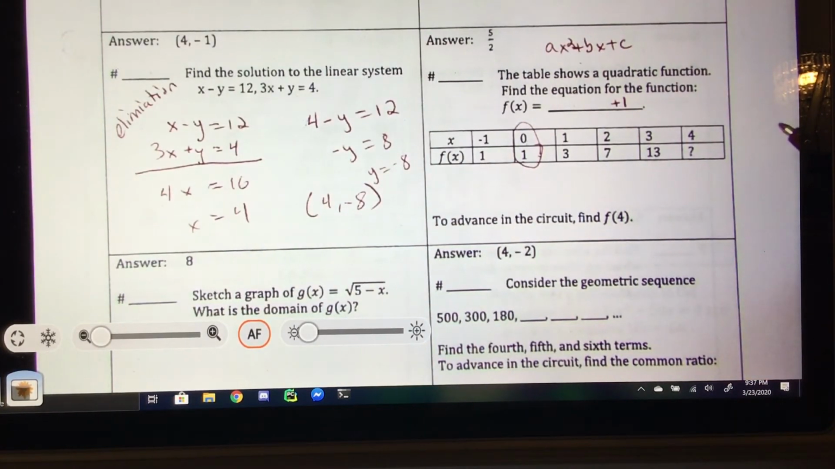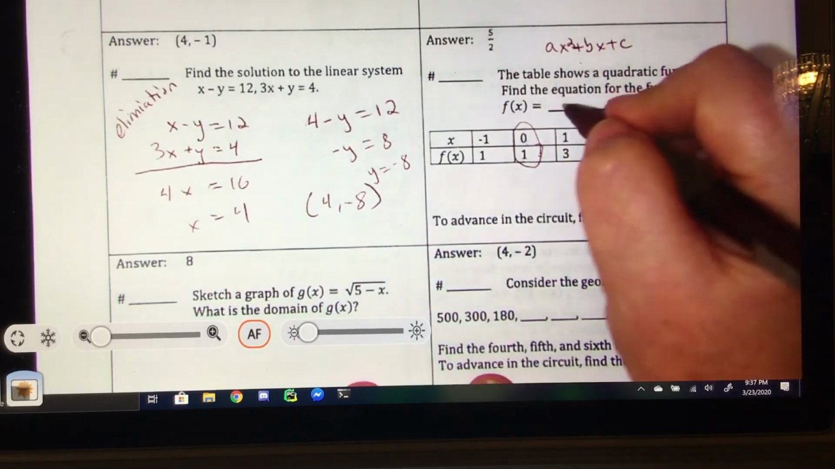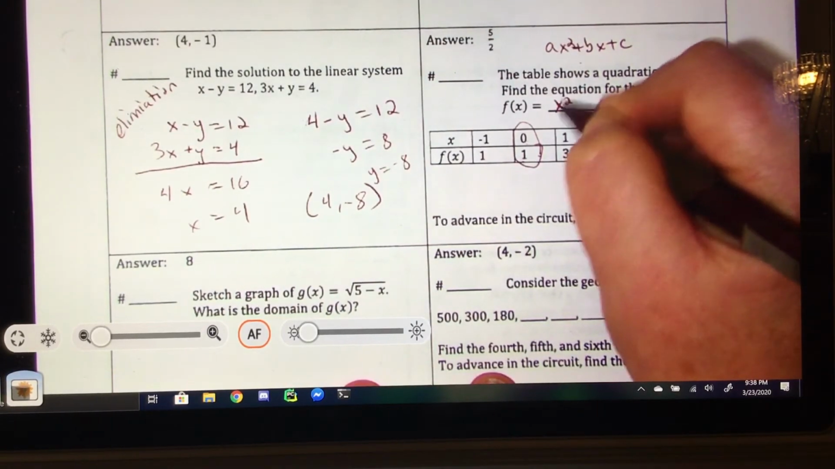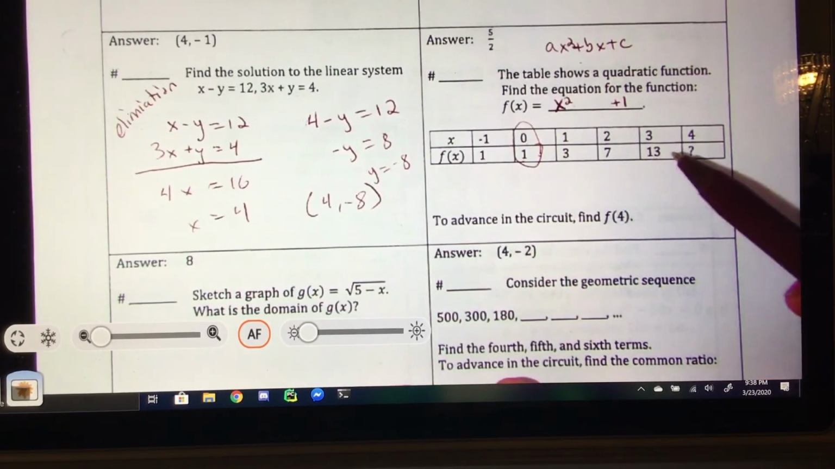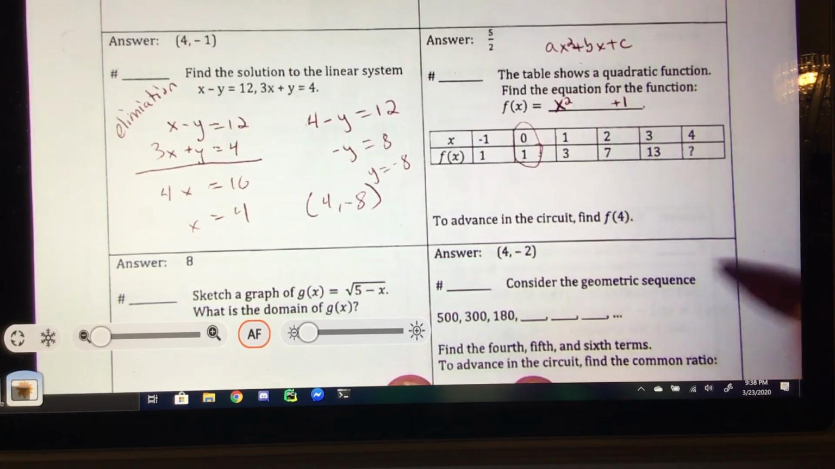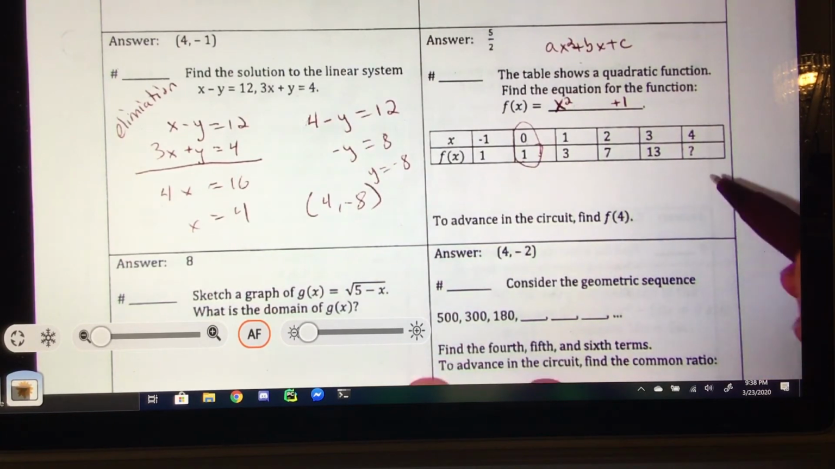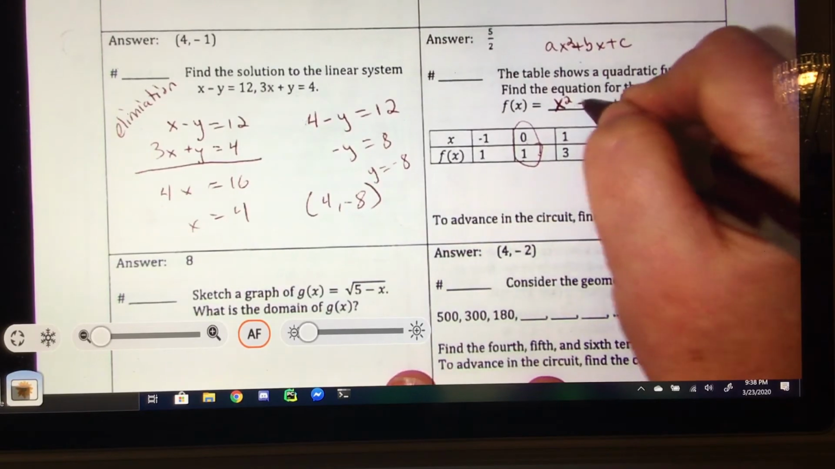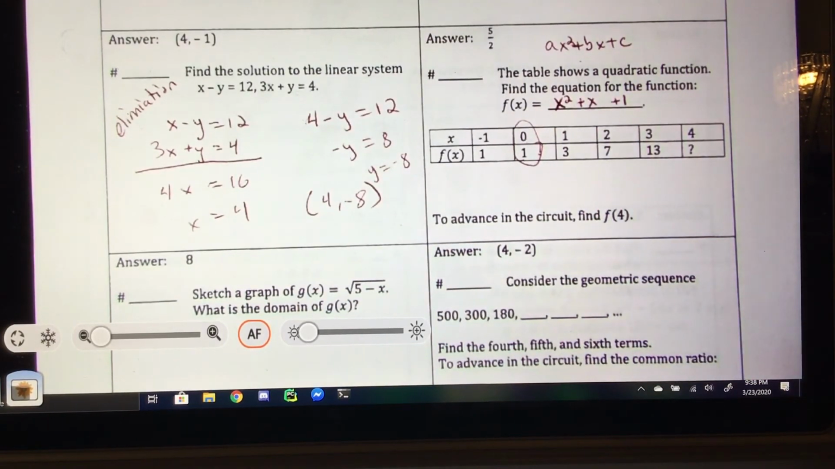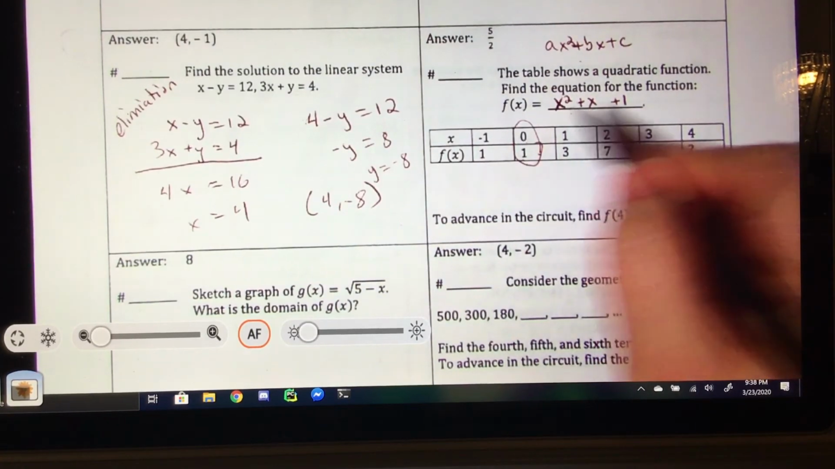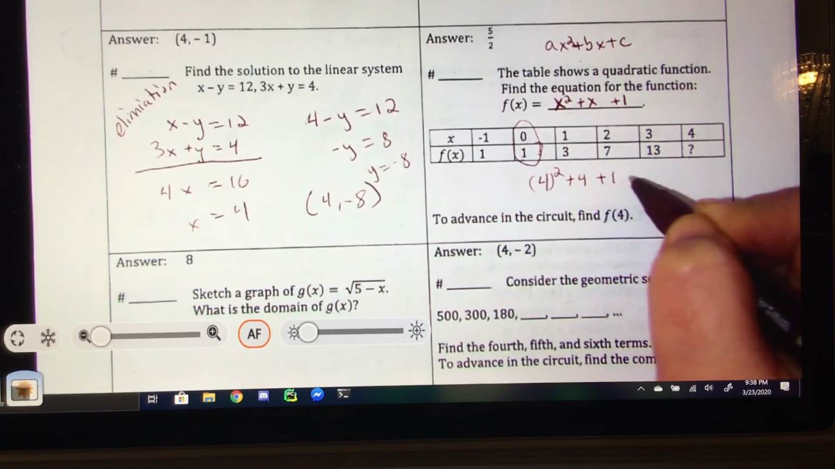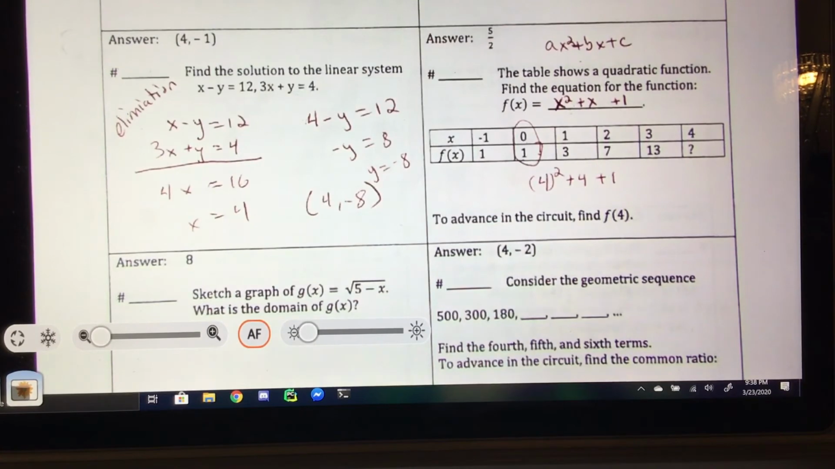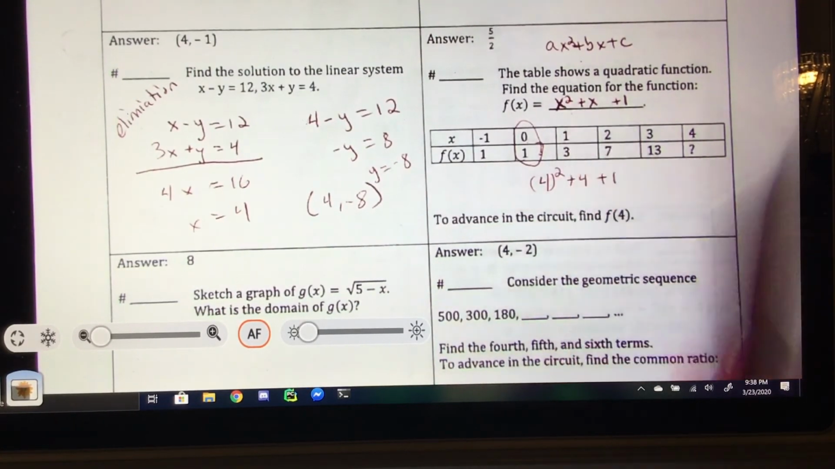I also, from looking at it, can tell I'm going to have an x squared. There's not going to be a number, there's no dilation. It's just basically trying to figure out the pattern. You can do an x and y chart and figure out the pattern that way. I did some guess and check and ended up getting plus x. And to advance in the circuit, find f of 4. So plug in 4 for x. You'd have 4 squared plus 4 plus 1, and you will get your answer. So a little give me for that one.